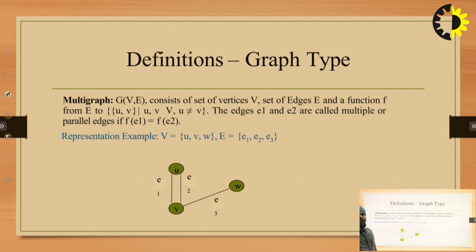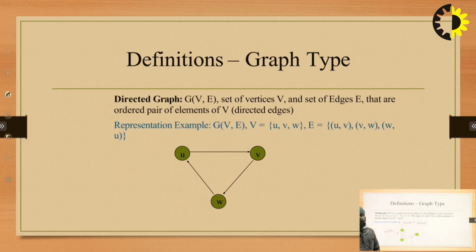Okay, multigraph. A graph G is (V, E), where V is the set of vertices and E is the set of edges, with a function f from E to pairs of vertices. The edges E1 and E2 are called multiple or parallel edges if they have the same function value. Like this graph with vertices u, v, w and edges E1, E2 and E3. E1 is parallel to E2, so this is a multigraph.